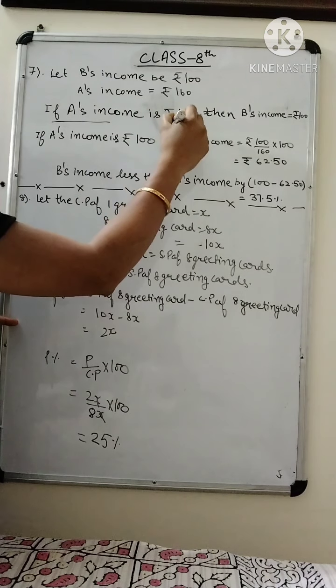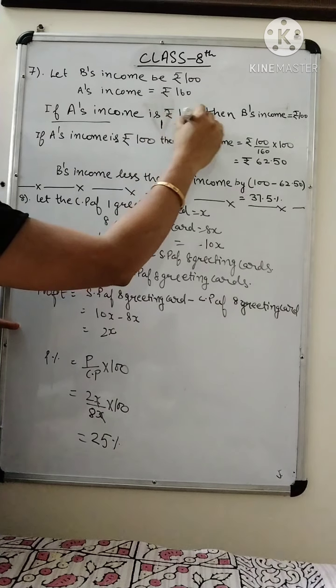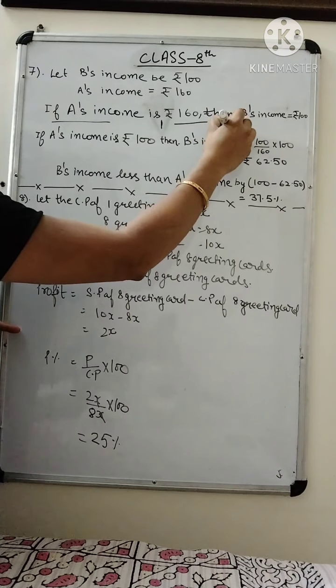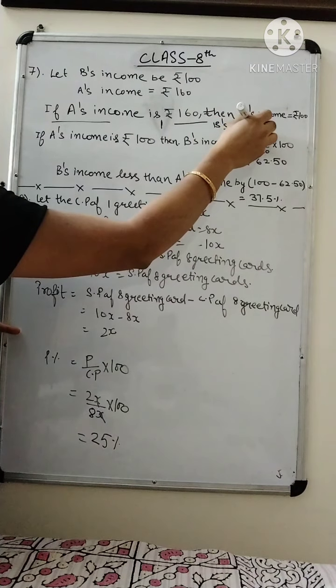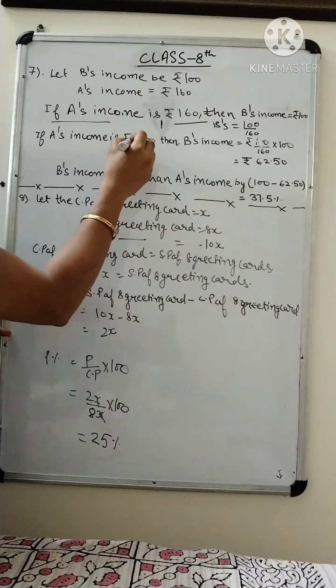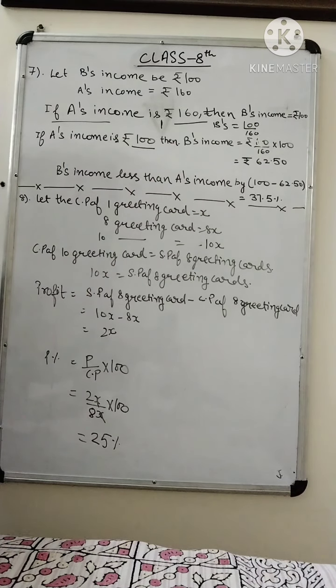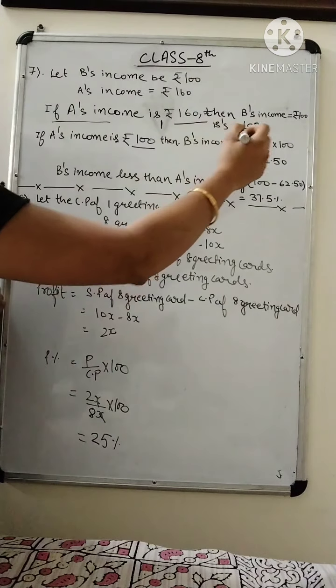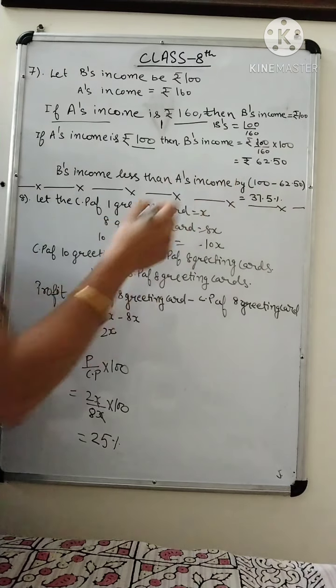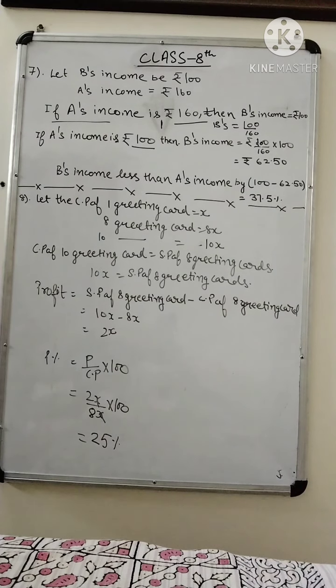If A's income is 1 rupee, then B's income would be equal to 100 upon 160. Then multiply by 100. Clear? So 100 upon 160 into 100, you will get the answer 62.50. So at the last they are saying B's income is how much less than A's income.